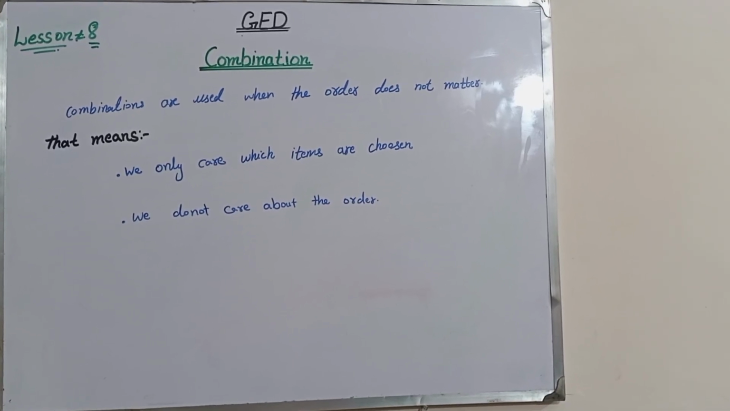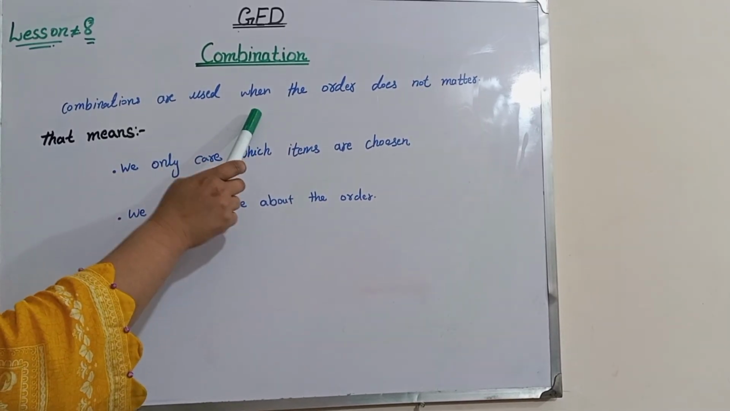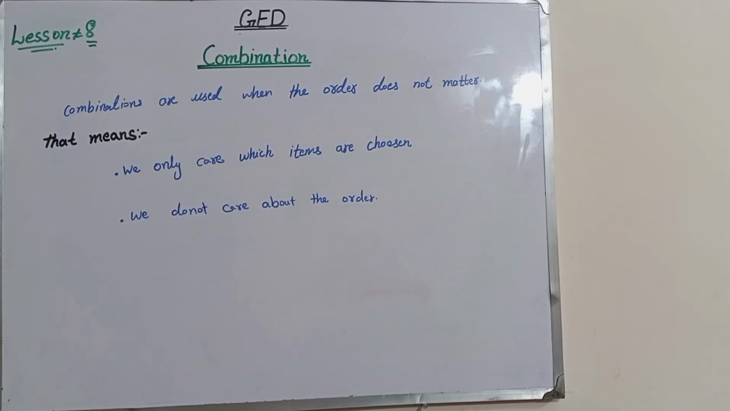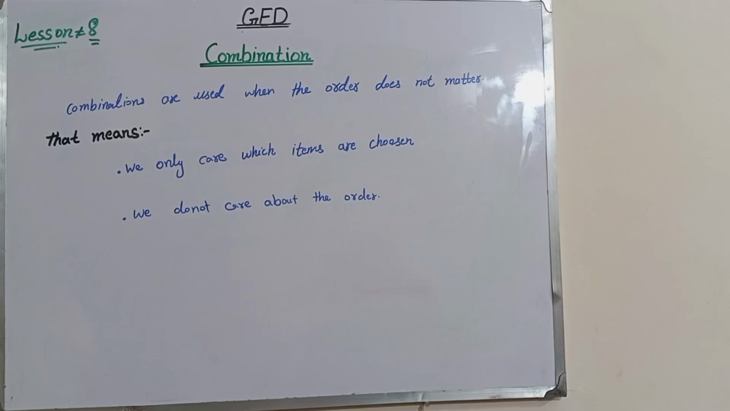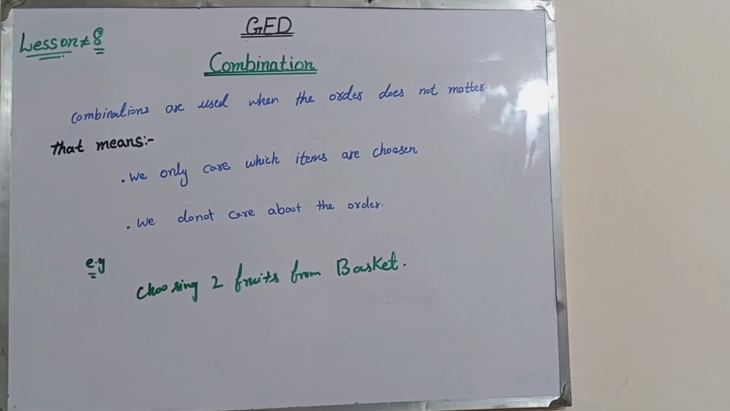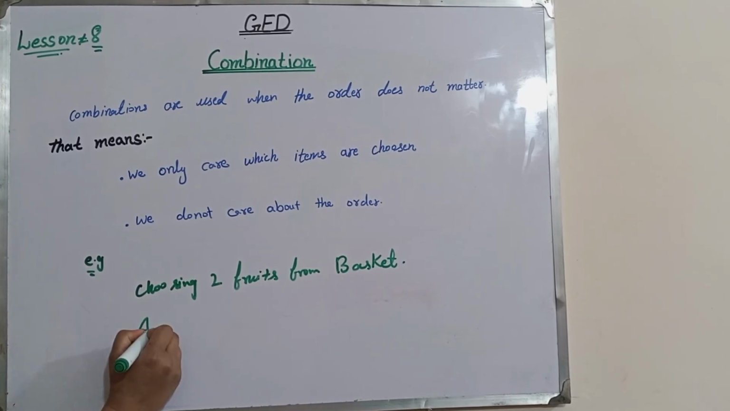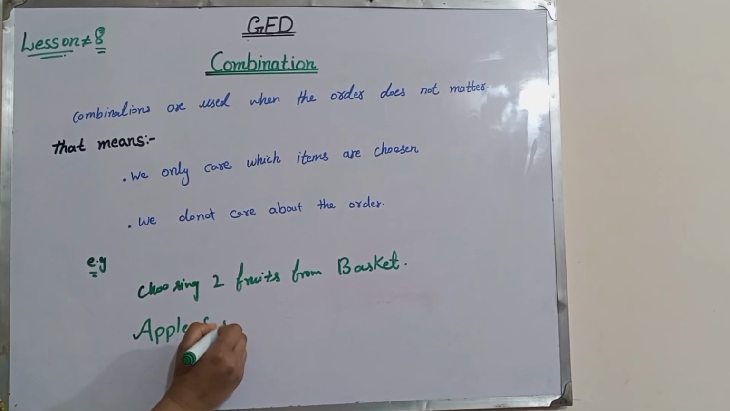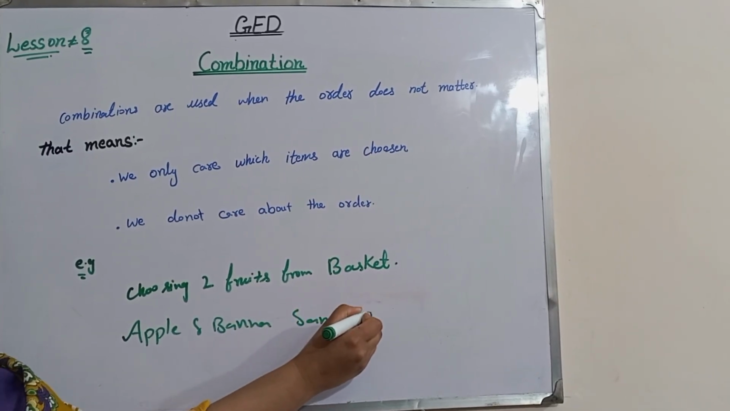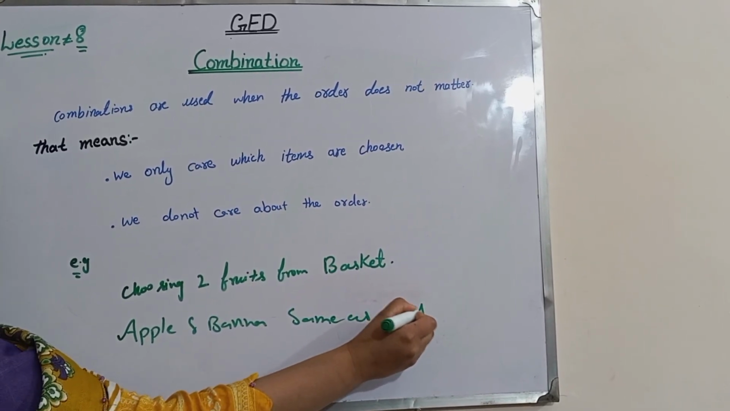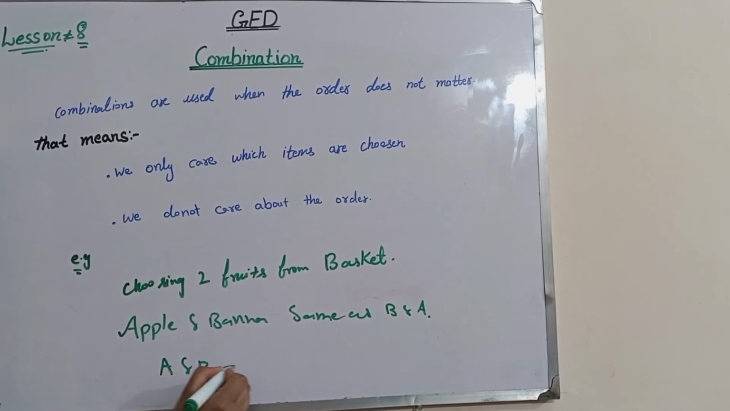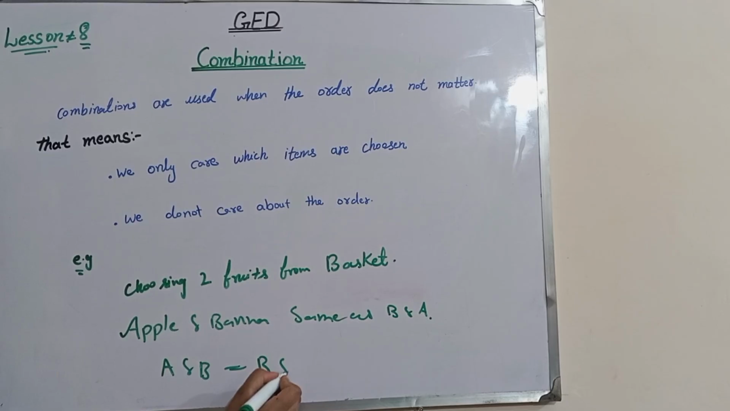Combinations are used when the order does not matter. So now I am explaining lesson number 8, combinations. That means we only care which items are chosen. We don't care about the order. For example, choosing two fruits from a basket: apple and banana, same as banana and apple. If we take apple and banana, it will be the same as banana and apple.